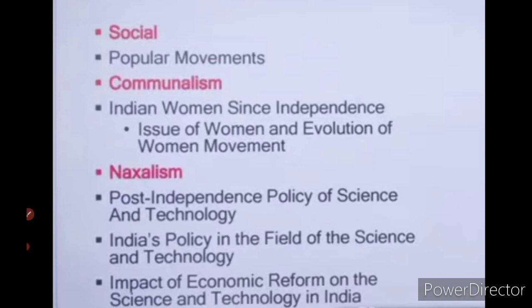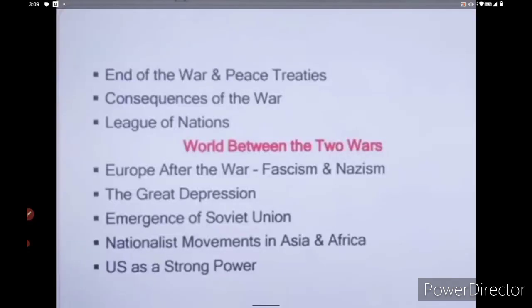And after the war, end of it, and peace treaties, because there were some treaties which were signed by the countries. Then consequences of the war, League of Nations, and world between the two wars. So Europe after the war, fascism and Nazism, the Great Depression, also the emergence of Soviet Union and nationalist movement in Asia and Africa, as well as US as a strong power, because it was a strong power and was turned into a very strong imperialist also.